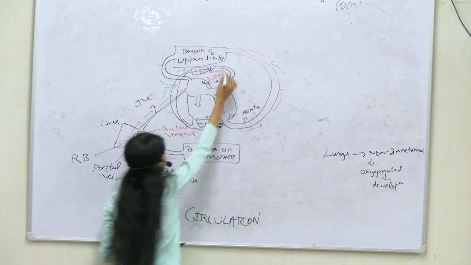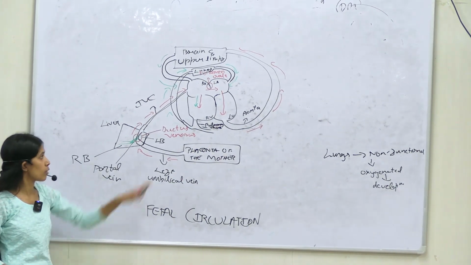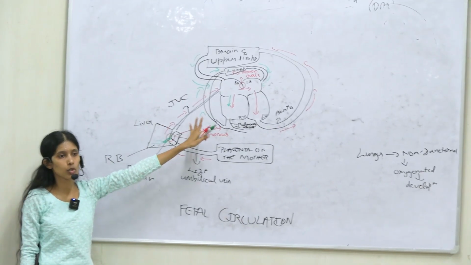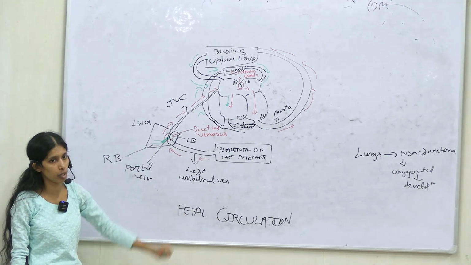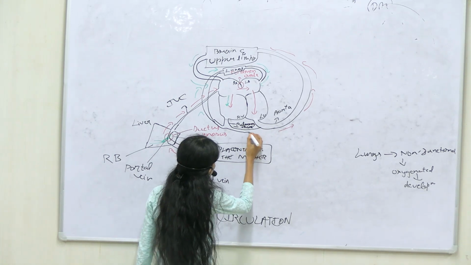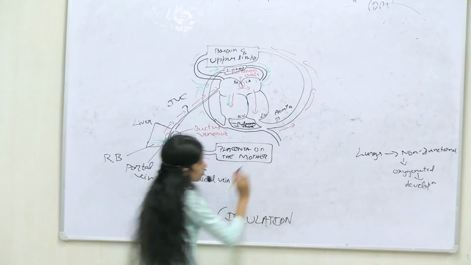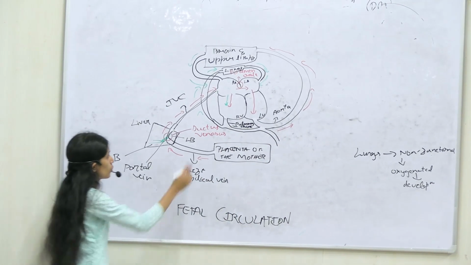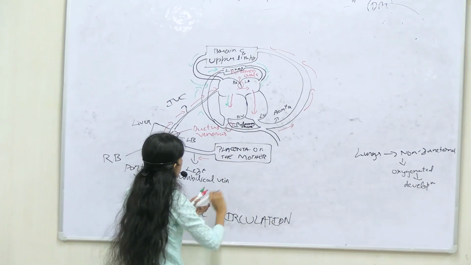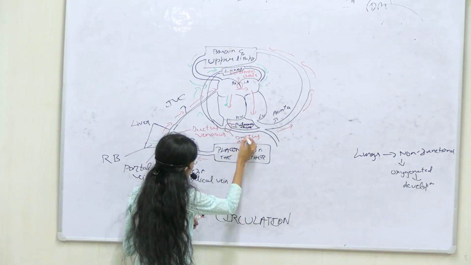Okay. Only some amount of blood entered your lungs. There is a huge amount of blood still remaining in the pulmonary trunk. Now that blood is going to be pushed towards the aorta, okay, through an important structure called ductus arteriosus.